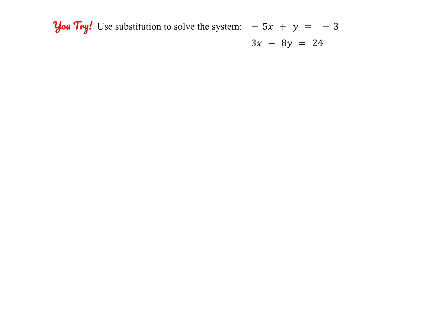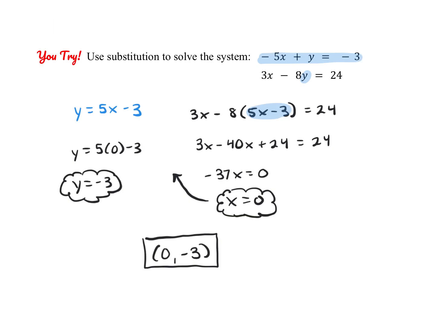All right, go ahead and pause the video and give this one a try on your own. All right, go ahead and check your work here. So I use this first equation to solve for y, which I substituted here into the second equation, got x equals 0, plugged it back in and got y equals negative 3. So just remember 0 is just like any other number. It's completely fine for one of your variables to equal 0.